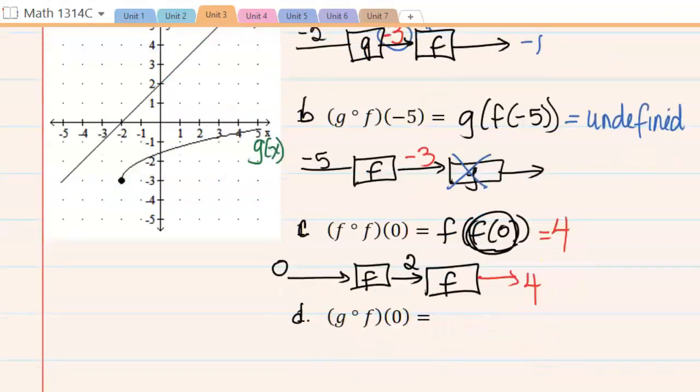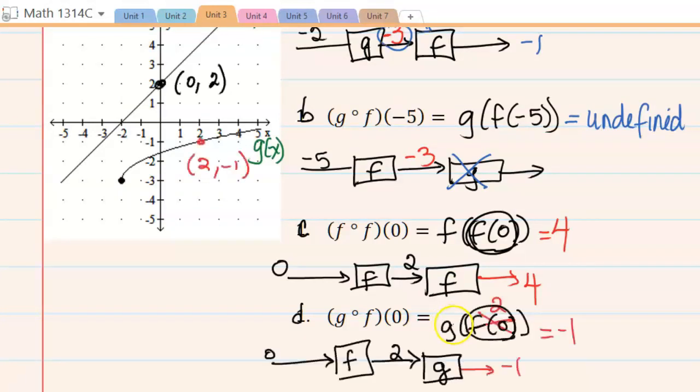Now try part D on your own. You may want to pause the video here to give yourself time to do it. The answer to part D is -1. And this concludes this video.